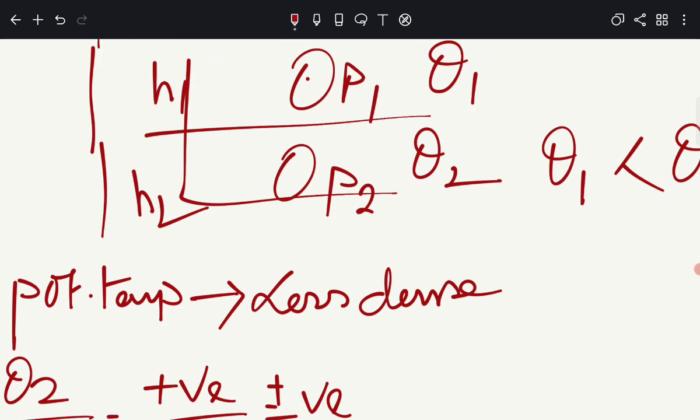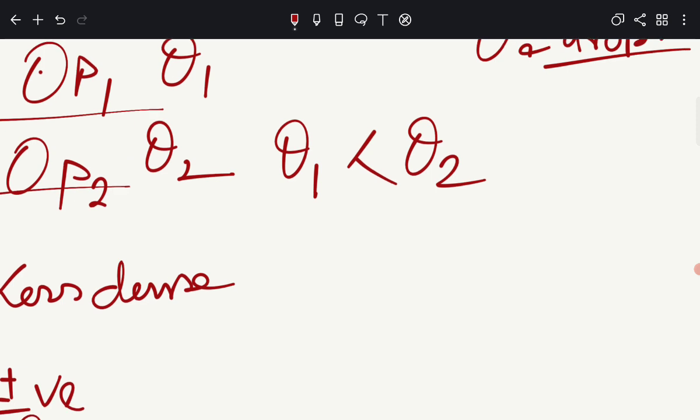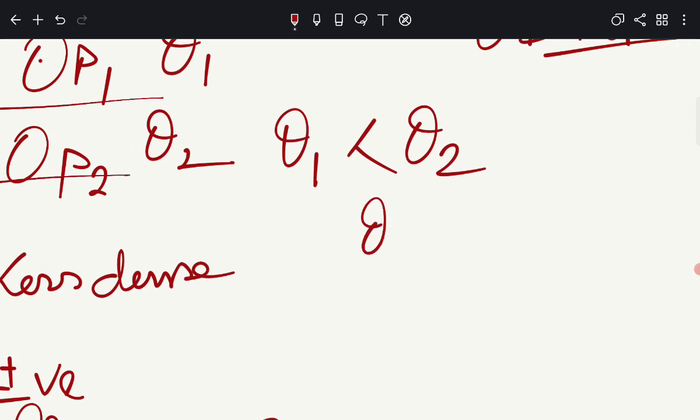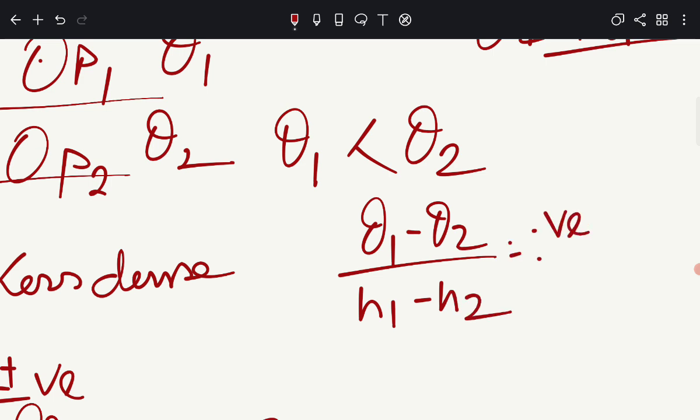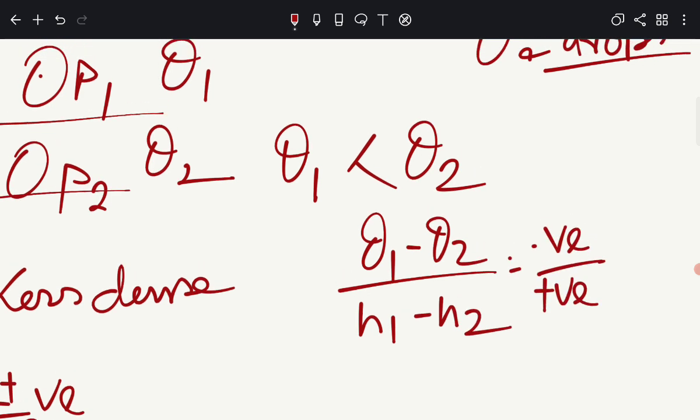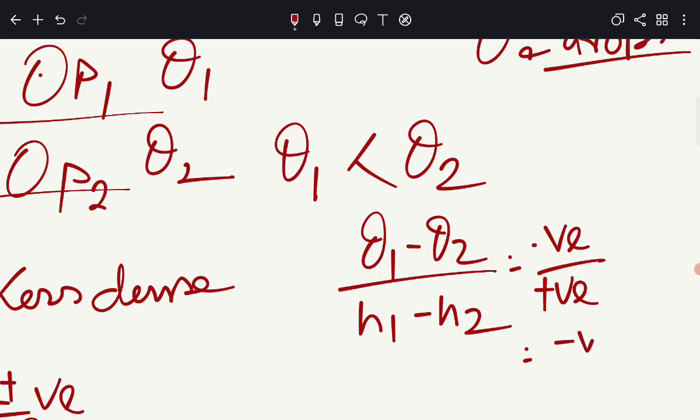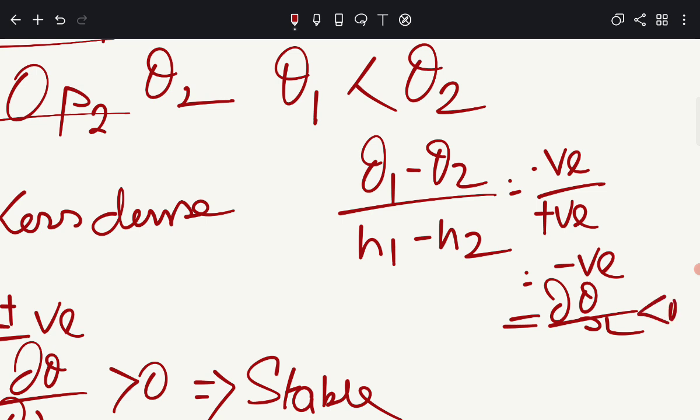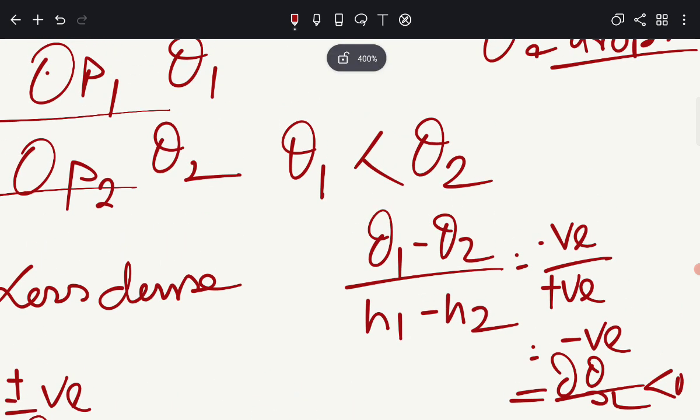Okay, here what happens? Theta1 is less than theta2. Then theta1 minus theta2 by h1 minus h2: this becomes negative and this becomes positive. Ultimately what we have is negative, and that is d theta by dz. So d theta by dz becomes less than 0 because it is negative.